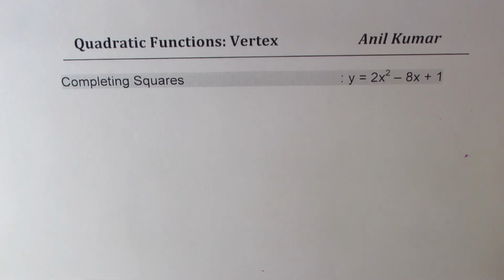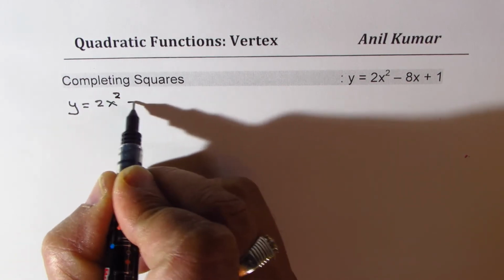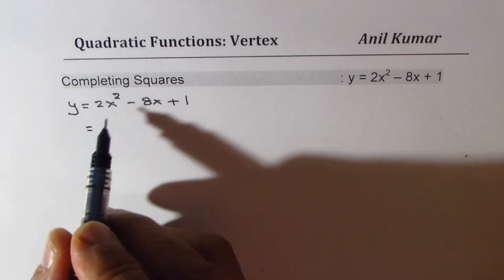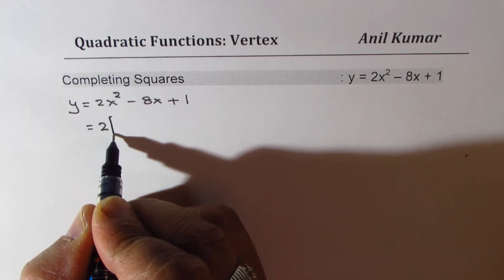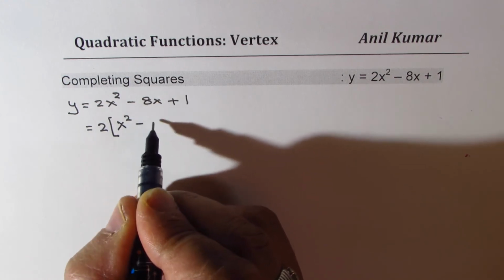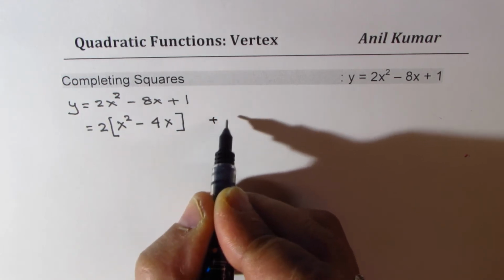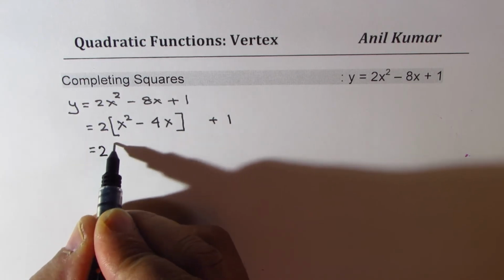Now we will understand the third method to find the vertex for a given quadratic function. We are given y equals 2x squared minus 8x plus 1. These steps are kind of like this. First is to factor the leading coefficient from the first two terms. We just factor 2, and what we get here is x squared minus half of 8, which is 4x. And we are going to keep this 1 aside. This is very important.